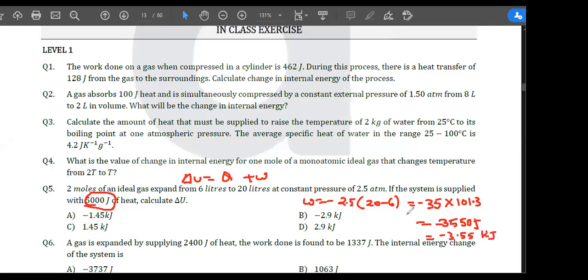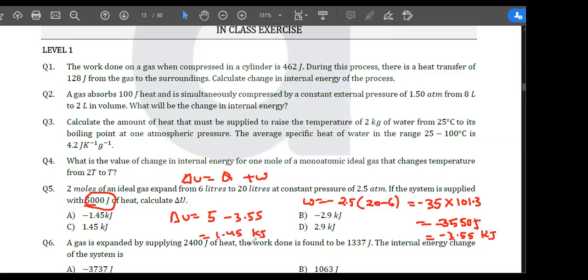Now work done is given, heat is given. You have to find internal energy. Can you find internal energy? It is 5000 joule and it is supplied, so it will be positive. So delta U is equal to, in kilojoule, 5 minus 3.55. So the answer is 1.45 kilojoule internal energy. Got it?